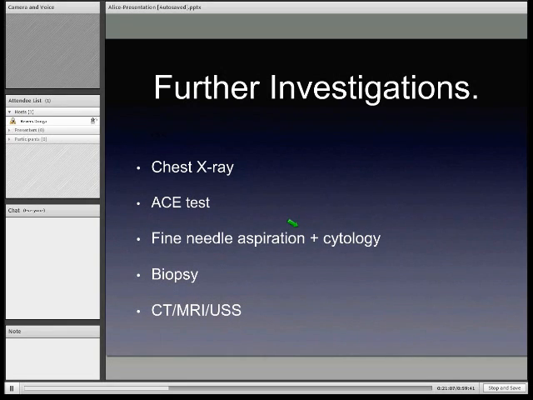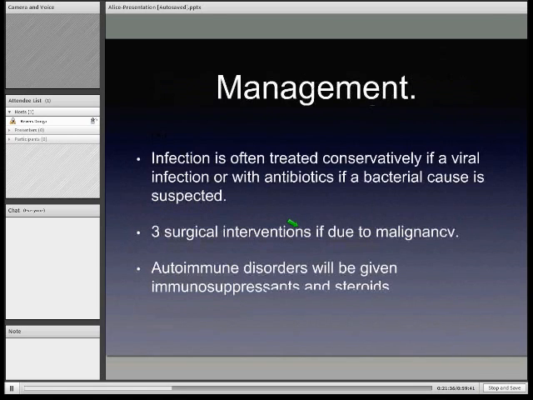Generally with children, the cause is going to be viral, so you wouldn't do many of these, but a chest x-ray, you're looking for signs of upper respiratory tract infection. ACE enzyme test would be elevated in sarcoidosis because the granuloma actually secretes it. You would do a fine needle aspiration and cytology on that to determine whether it's actually malignancy or infection. You would do a biopsy to stage and grade the tumour, and obviously you need to do a CT, MRI or ultrasound to actually find where the neoplasm is.